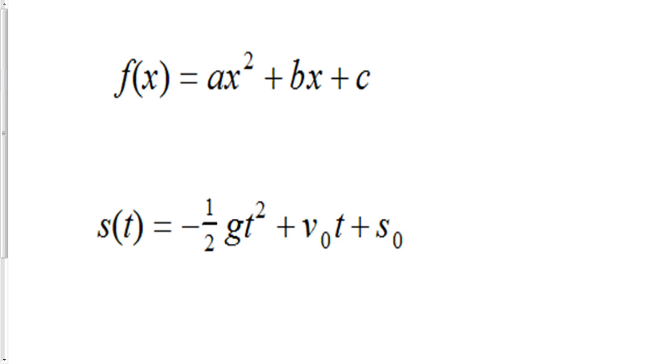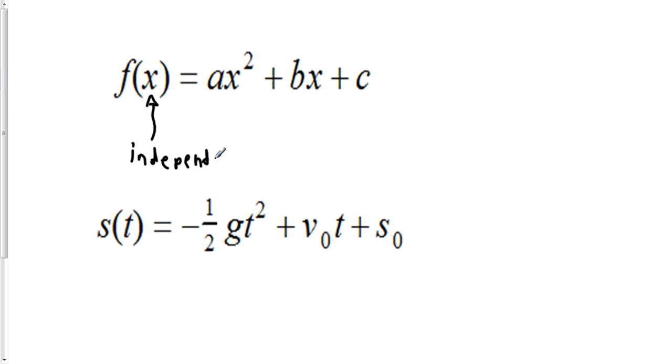Okay, so today we're going to talk about an application of quadratic functions. With function notation, the information you're being given is on the left-hand side here: the independent variable is x. So this is the independent variable, or the input.